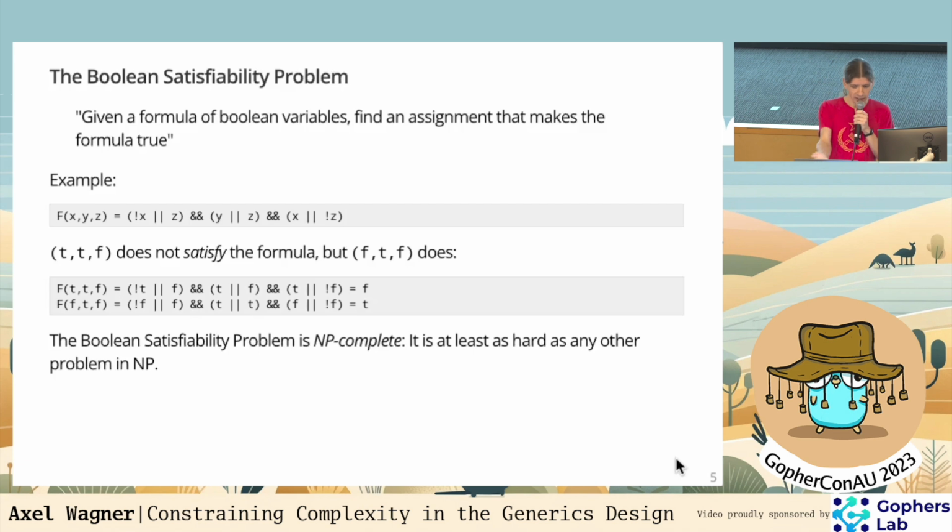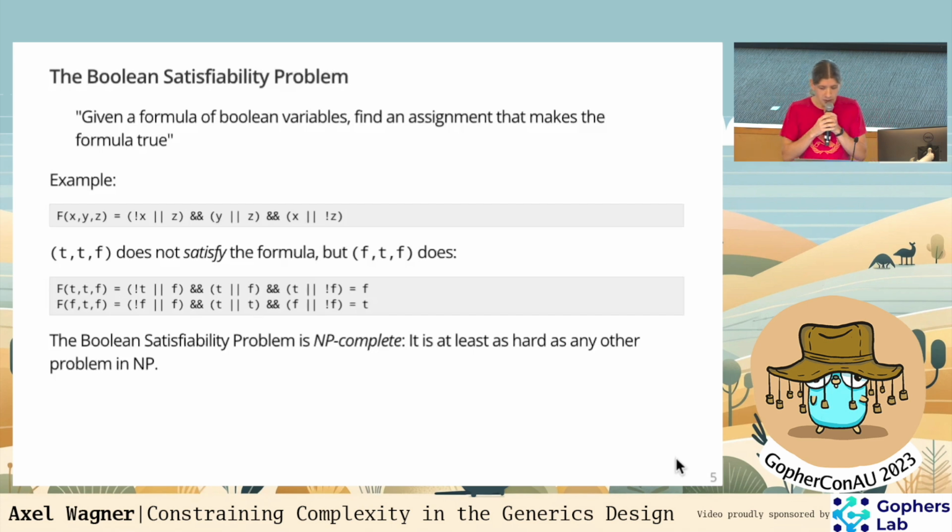For example, I have a random formula here. If you put in true, true, false, you will notice, no, the function is false. But if you put in false, true, false, it will actually evaluate to true. So in this particular case, the answer is yes, this function is satisfiable, and a satisfying assignment is false, true, false, right?